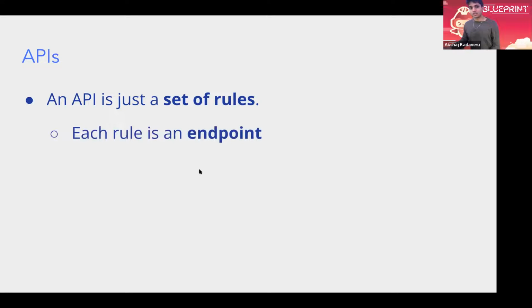And we call each of these types an endpoint. So /api/allmessages is an endpoint. /api/newmessage is an endpoint.